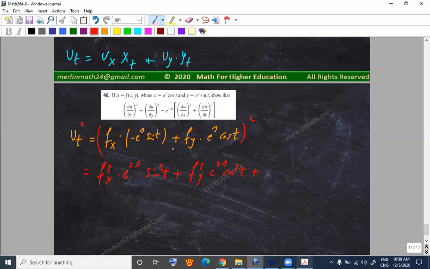What shall I write? Now I have a minus, huh? So it would be minus 2 f_x f_y e power 2s. There would be simplification. This is the whole problem about sine t cos t. I am done. Now let us figure out the relation.